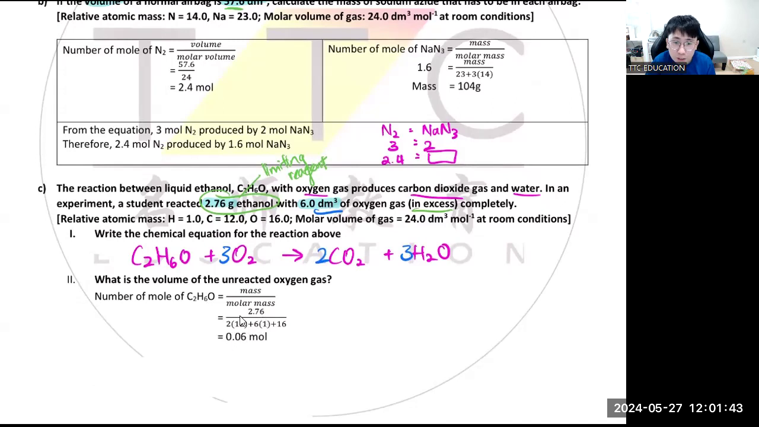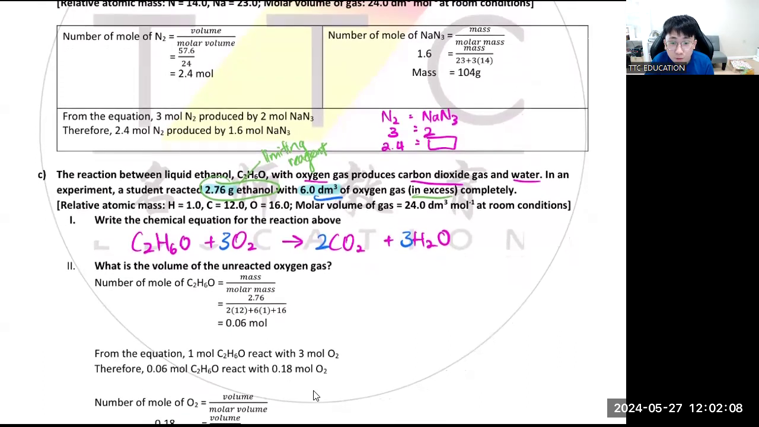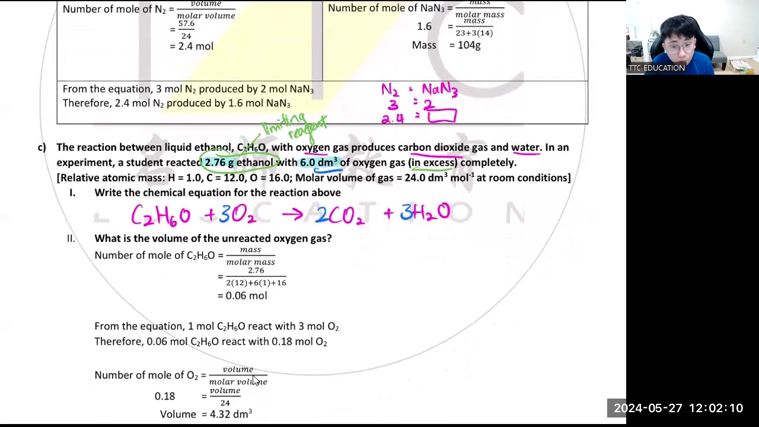No difference, correct? Do as usual. But then what you're looking for is the volume of unreacted oxygen. But you cannot find unreacted oxygen directly. What you can do is find the reacted oxygen. So how to find reacted oxygen? Ratio, you see, 1 ethanol to 3 oxygen, right? So 1 to 3, and then 0.06 gets you 0.18 of oxygen. Then you use this 0.18 to find the volume of oxygen. Volume equals molar volume 24 multiplied by 0.18, you found that it's 4.32 dm3.